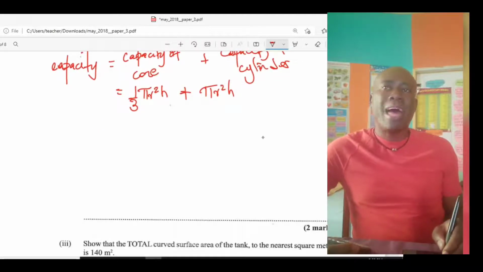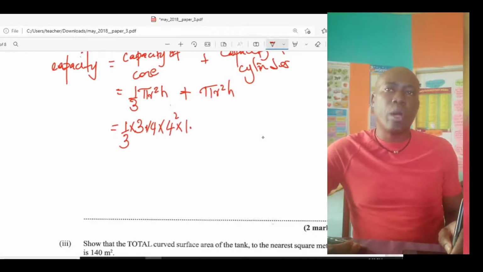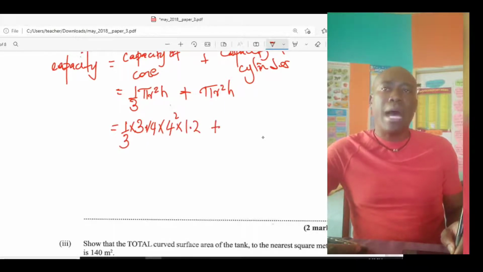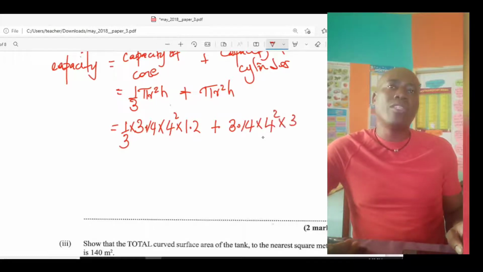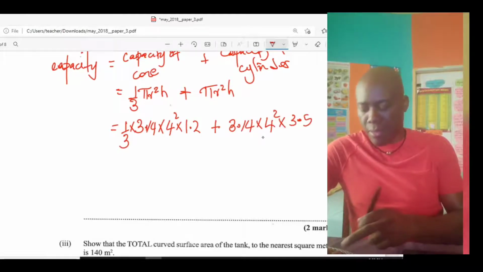Remember though that the radius is 4 and pi is 3.14. So this is 1/3 times pi, which is 3.14, times the radius, which is 4 squared, times the height, which is 1.2 meters. We want to add that to the capacity of the cylinder, which is pi, which is 3.14, times 4 squared, times the height, which is 3.5. All we have to do is just to put our math together.